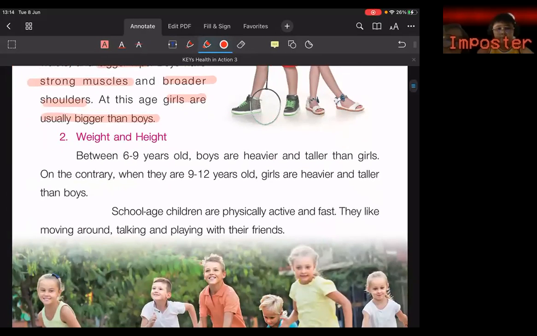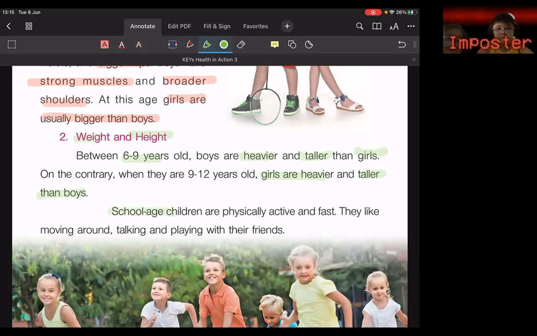Okay, number 2. So we said last week in the Kahoot there were these 2 words here, your weight and your height. Your weight is how much you weigh in kilograms, and your height is how tall you are in meters and centimeters. Between 6 and 9, boys are heavier, so they weigh more, and taller than girls. Whereas if you are 9 to 12 years old, girls are heavier and taller than boys. So you can see when you get older, boys aren't as big or tall as girls at that age. But when you're smaller, or when you're younger, sorry, boys are bigger.